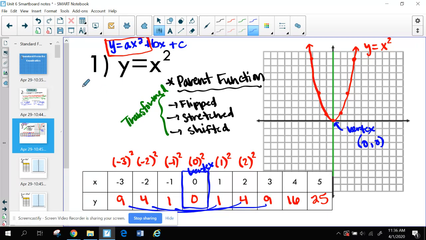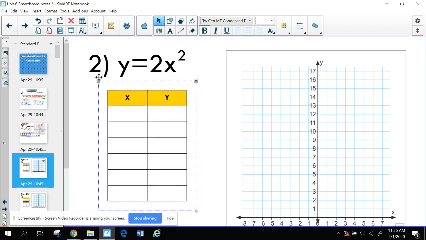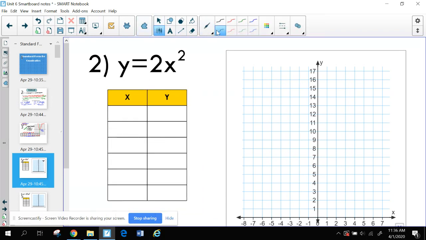Okay, let's take a look at a transformation of the parent function. So now I'm going to take a look at y equals 2x squared. You should already have our x values filled in. We're just going to go from -2 to 2, so don't worry if there's extras. This is really saying I want to do 2 times -2 squared. Order of operations says I have to square it first. So -2 squared is 4, and then I multiply it by 2. So this gives me an answer of 8.